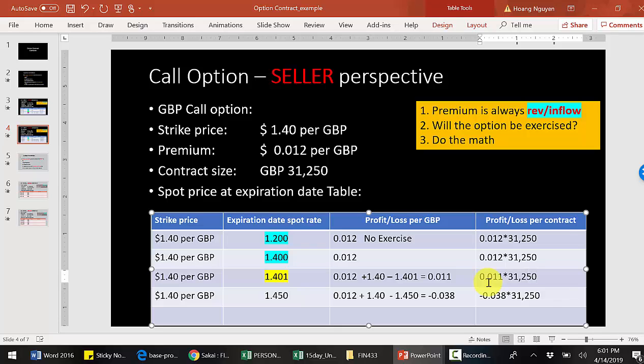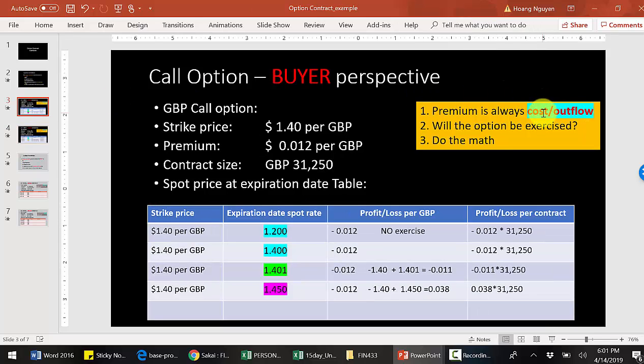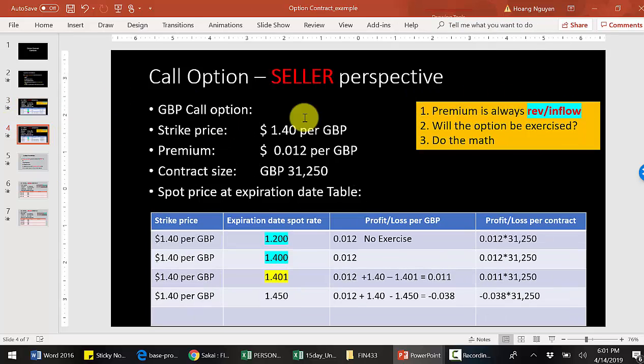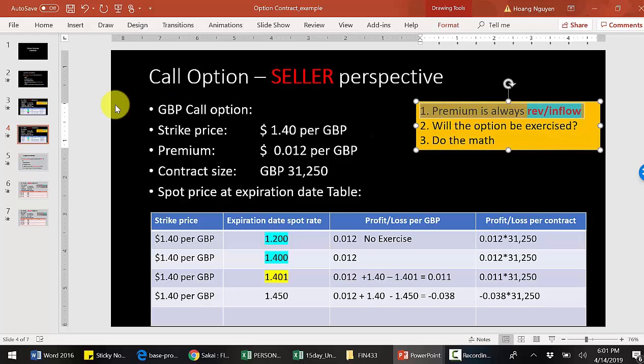31,250. Okay, so we are done with the call option. Please be careful with the premium. It will be negative on one side and positive on the other side. And second, most importantly, you have to answer the question: will the option be exercised or not?